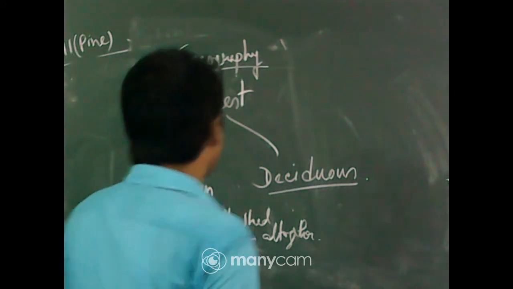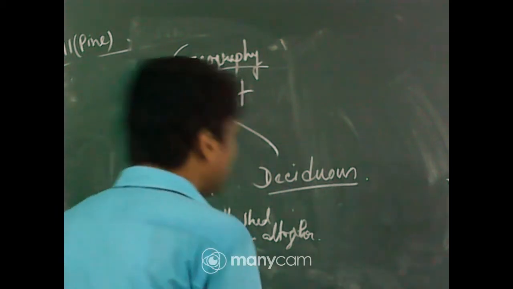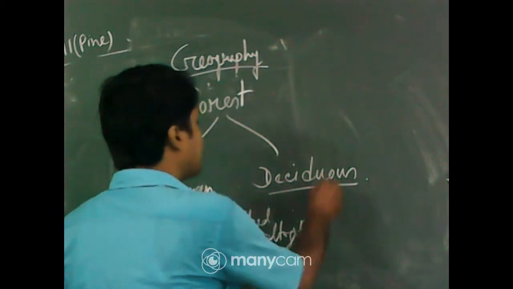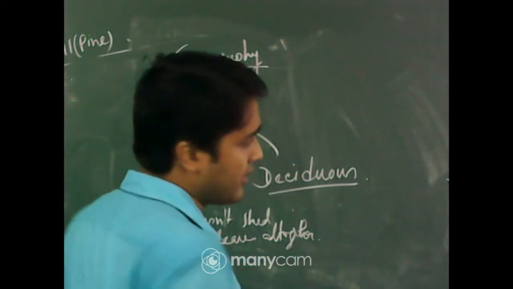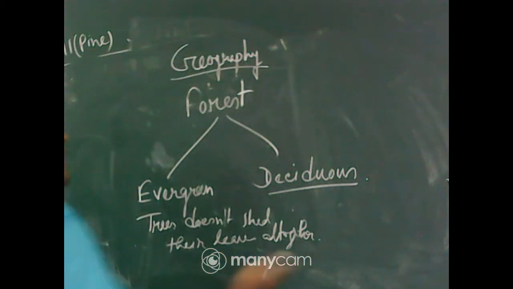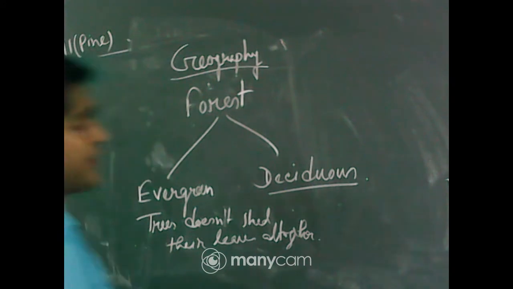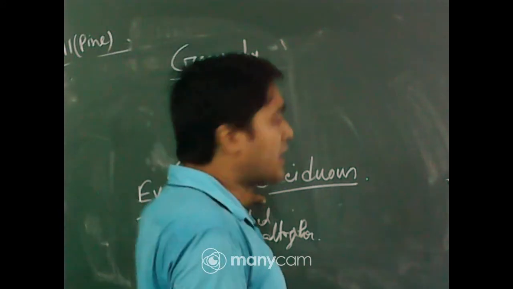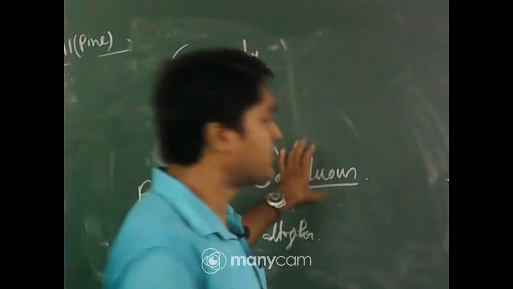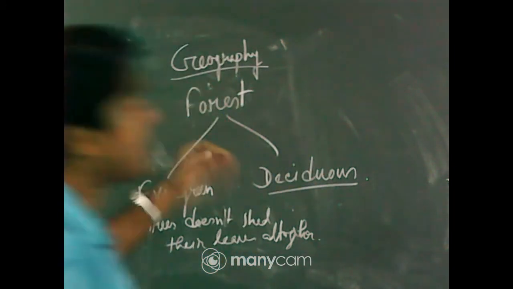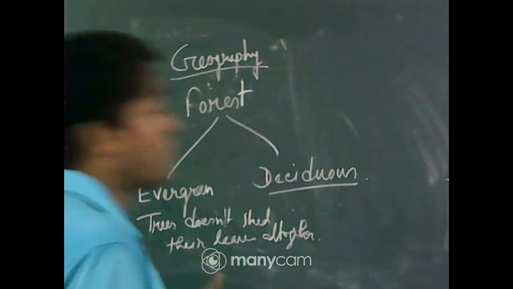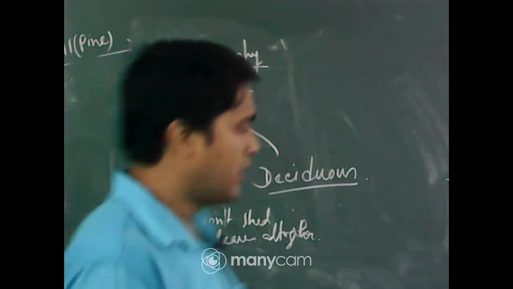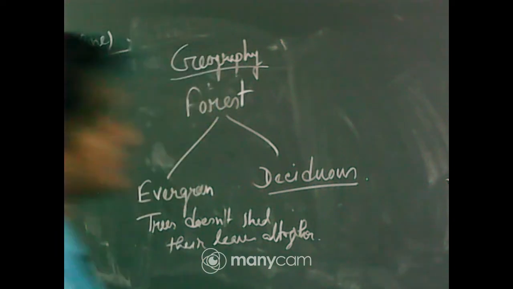Now deciduous trees shed their leaves all together in a particular season. This is the deciduous trees. Why do trees shed their leaves all together in a particular season? Can anyone tell me? You know the answer. Why in deciduous forest do trees shed their leaves all together in a particular season? What is the reason behind it? Anyone, if you know, you type here, I will see your answer.